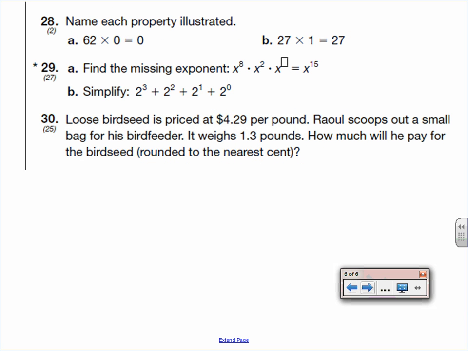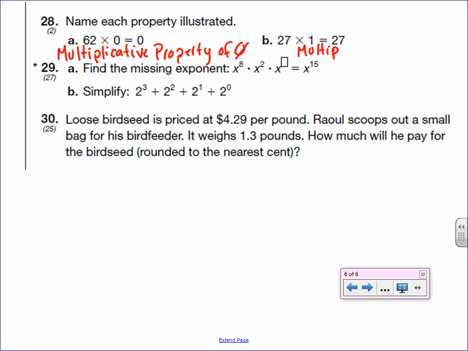Name each property illustrated. 62 times 0 equals 0. That's the property that says anything times 0 is 0. It's called the multiplicative property of 0. And then 27 times 1 is showing that anything times 1 is itself, and that is the multiplicative identity property.